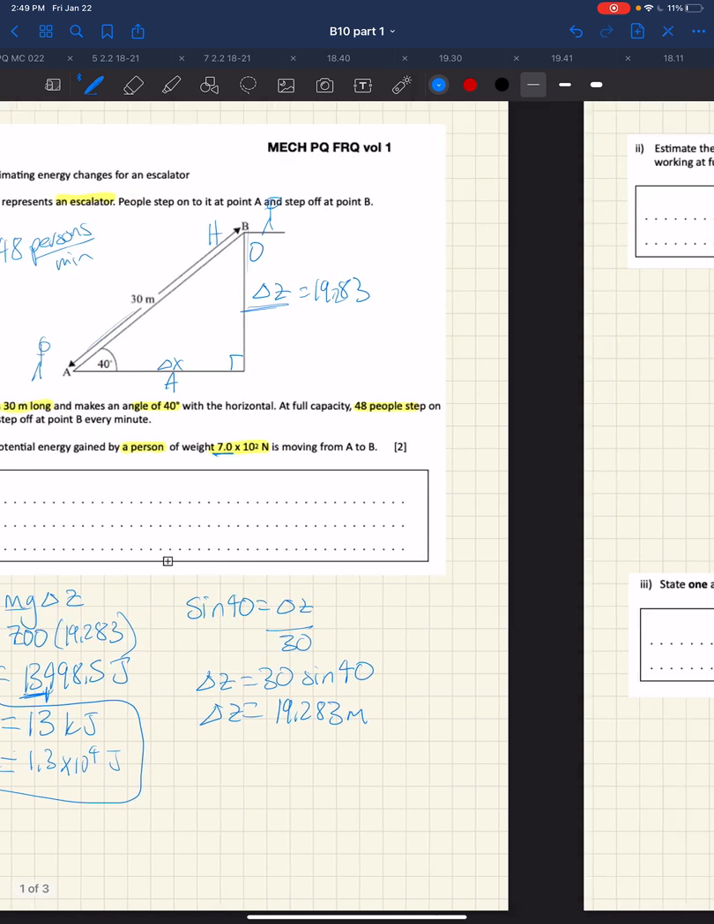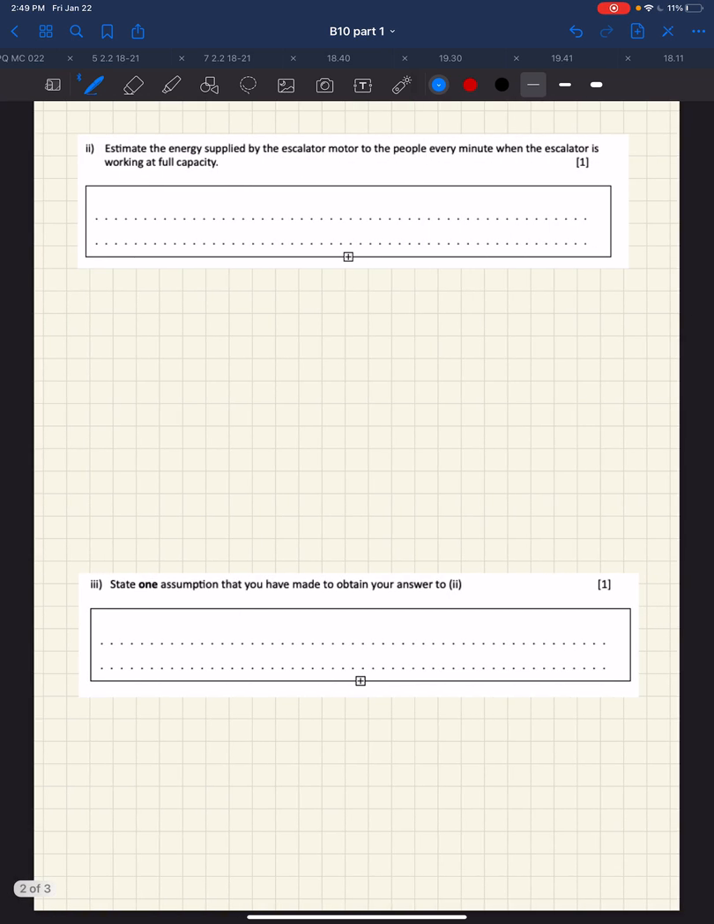Moving on to the next part. The energy supplied by the escalator to people every minute when the escalator is working at full capacity. Well, we know how much work is done by one person. Now we want to know it for the 48, so we're going to multiply that by 48. Our answer, we'll use the unrounded answer.